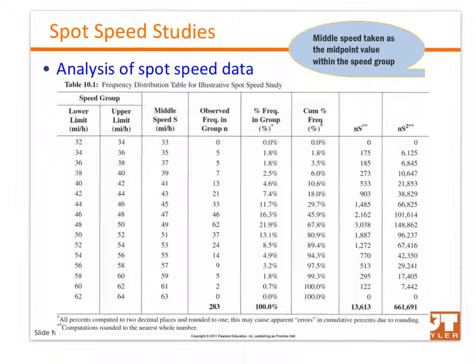So in summary, you need to have lower speed and upper speed. You would pick the middle speed as the representative value, and then this is what you observe in the field, get the summation, and then you would be interested to know the percent frequency for each one of those speed ranges, and they have to sum up to 100, and then you get the cumulative. Here you would do the middle speed times the observed frequency, and here the speed squared times the frequency.